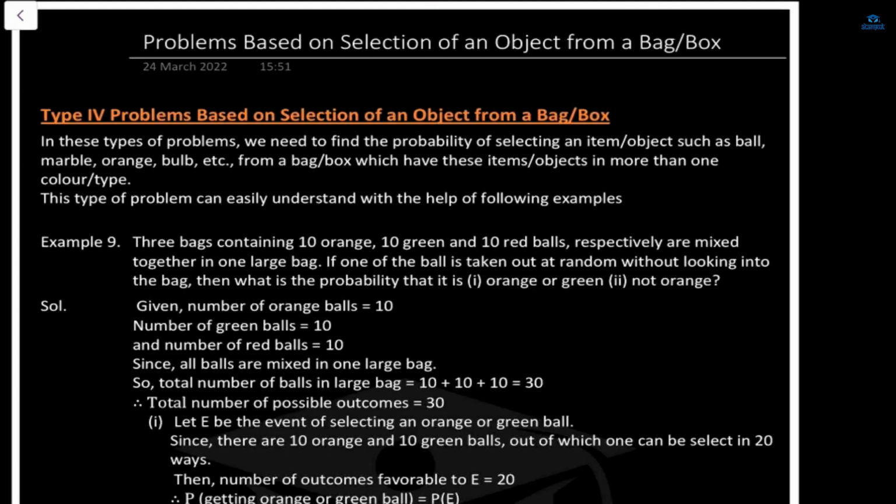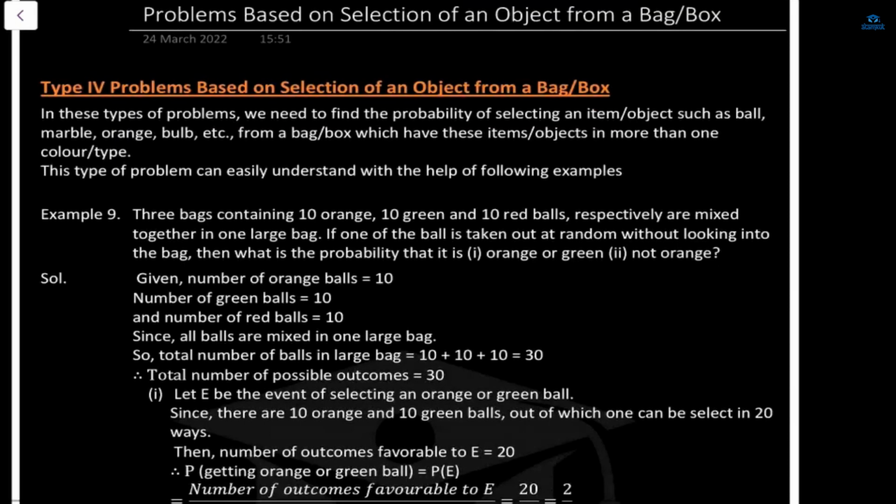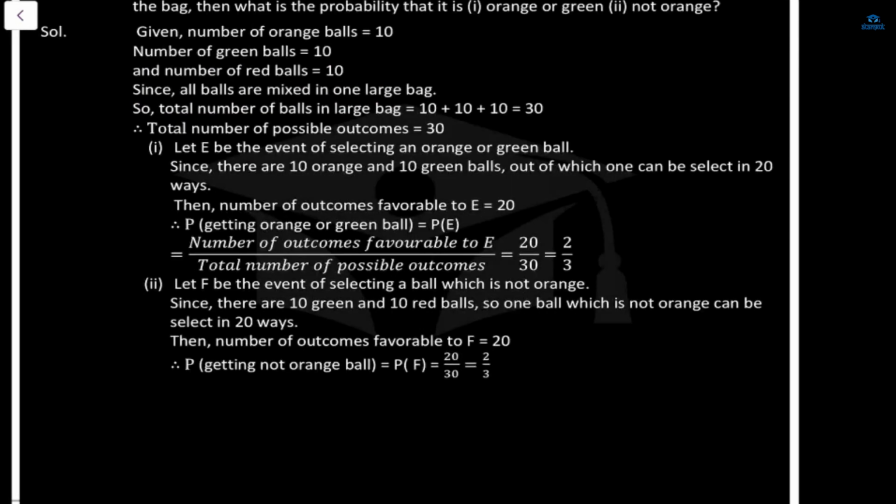Now there may be a bag or a box, and there will be different types of balls of different colors: red, blue, yellow, green, any type of color can be there. You need to choose one color or two colors of that and find the probability, or the types of ball, like marble ball, plain ball. Different types of balls can be there. So these types of questions will be there. Now let's see 2-3 examples, and then we will have other categories of problems based on probability.